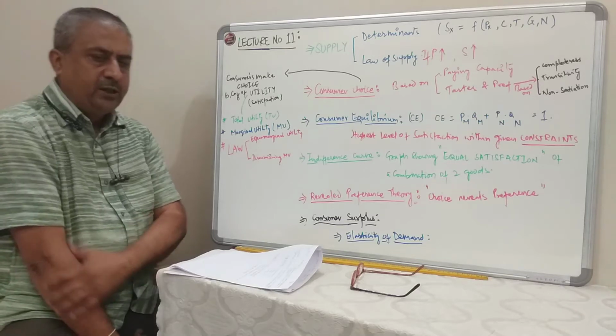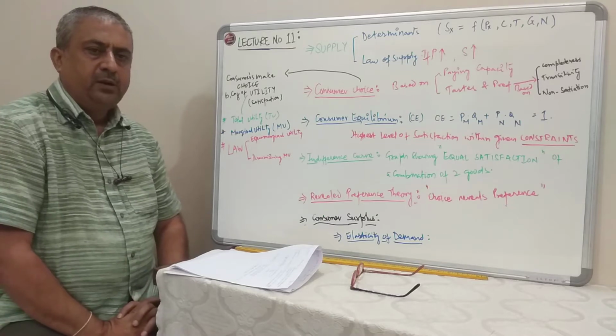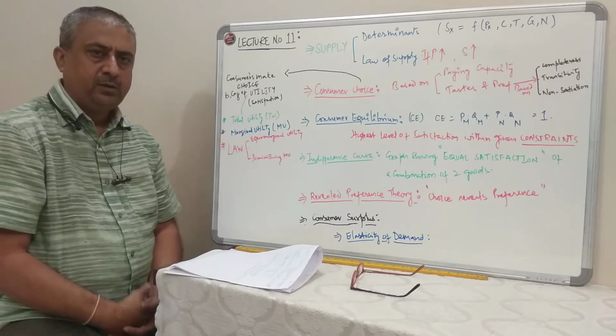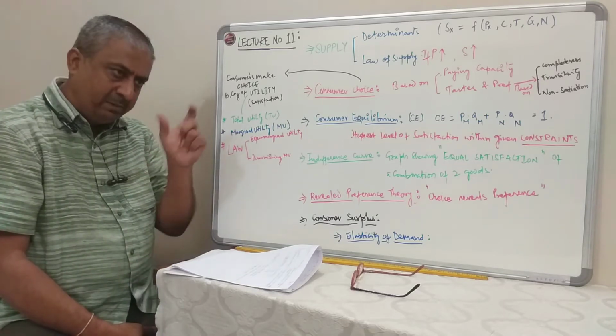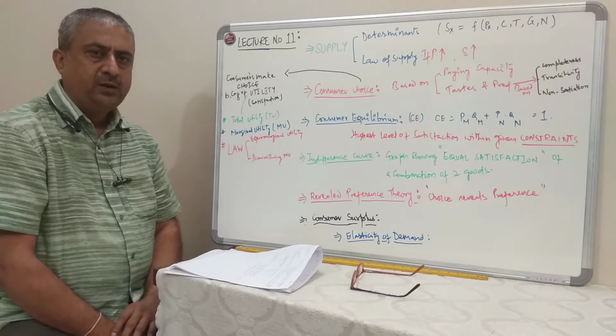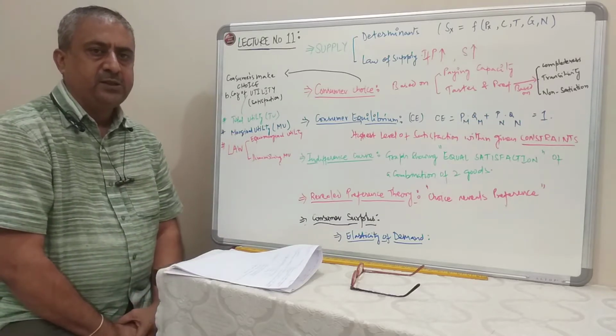...to changes in another variable. Simply put, what will happen if the price of X commodity rises, to what extent does its demand fall or its consumption fall? That is what we call elasticity.